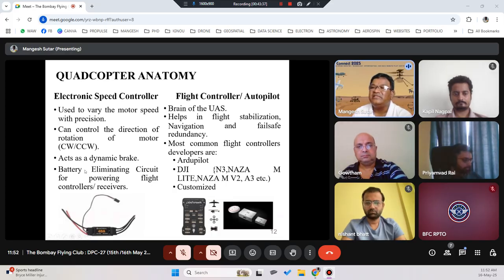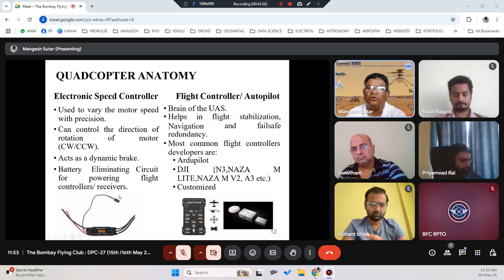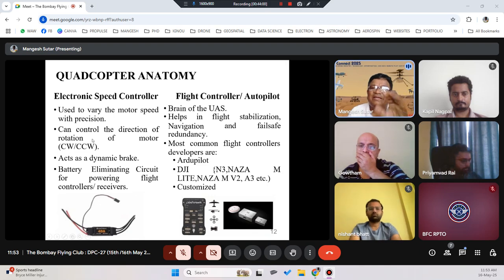Again, these ESCs act as dynamic brakes and a battery eliminating circuit for powering the flight controllers or receivers. You can see this small wire is also there. This wire basically takes the signal from the flight controller. Even powering the flight controller, you can do through these wires also. The ESC is a very passive device. When it gets the signal, only then will it convert and give the power to the motor.